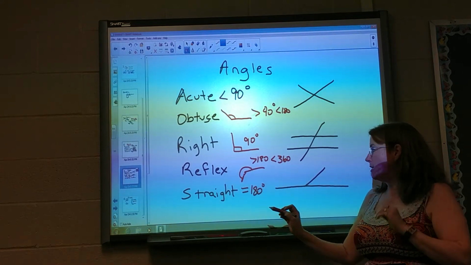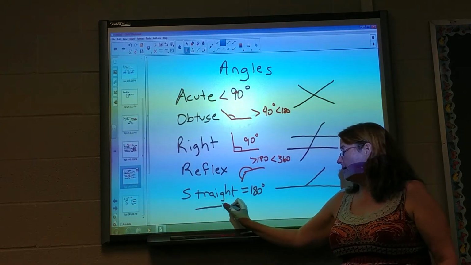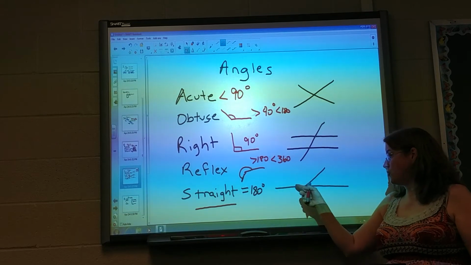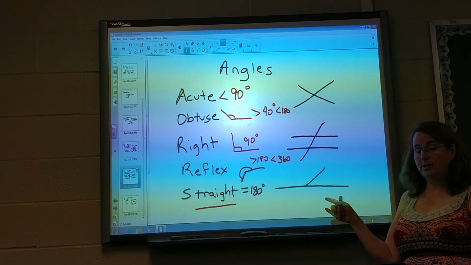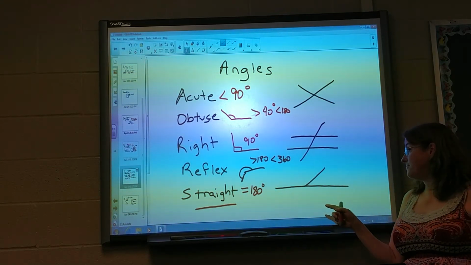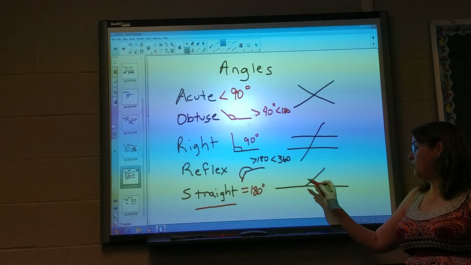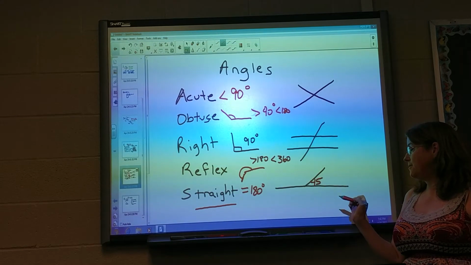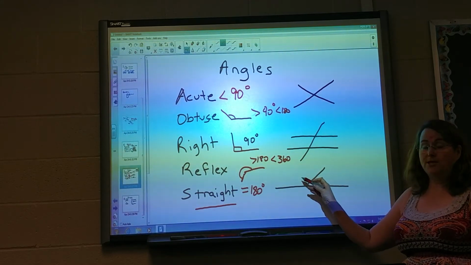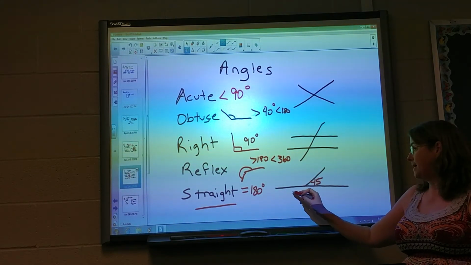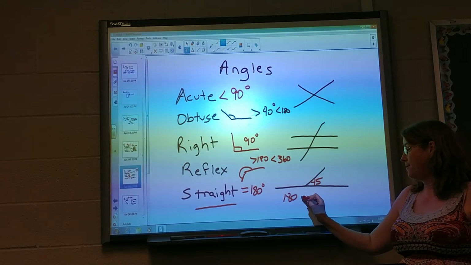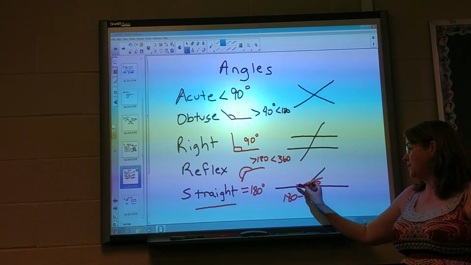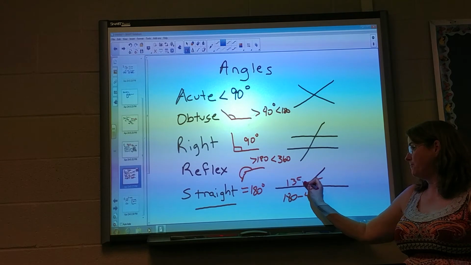So I should know that a straight angle is like a straight line. This is a straight angle that has a bisection. It's been cut in half. So if you know that this is 180 and you know that this much is 45, you can figure out how much this one is by taking 180 and subtracting 45. And you get that this is 135.